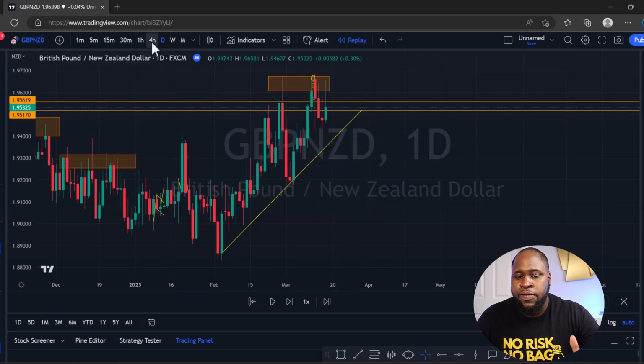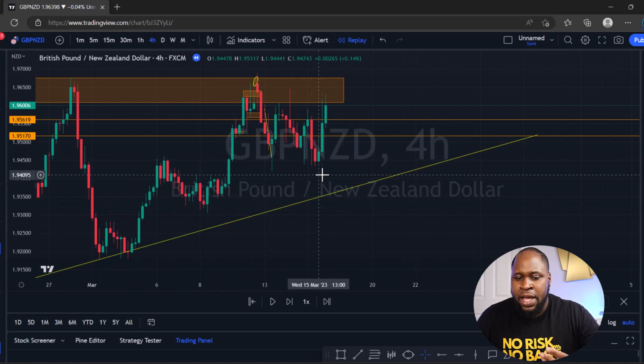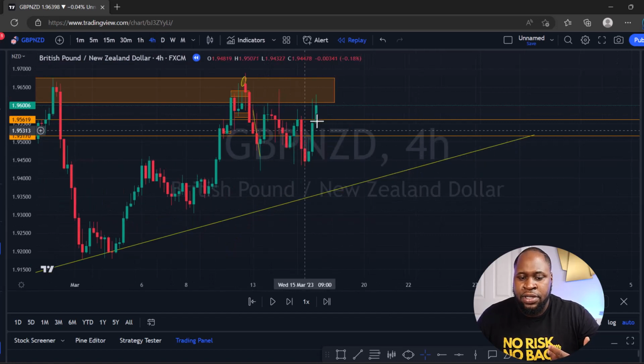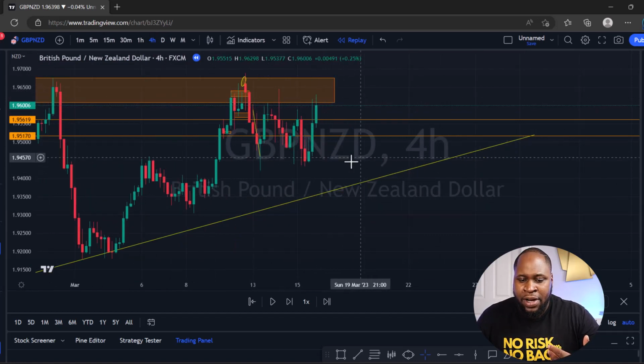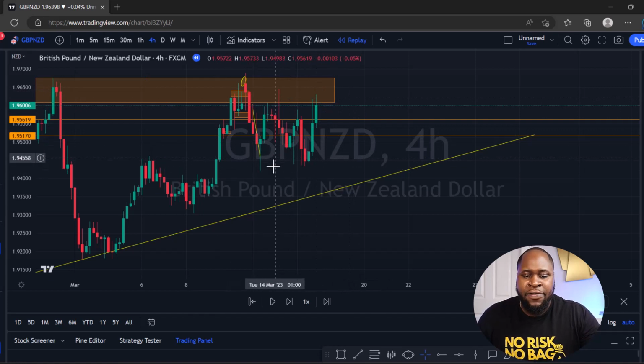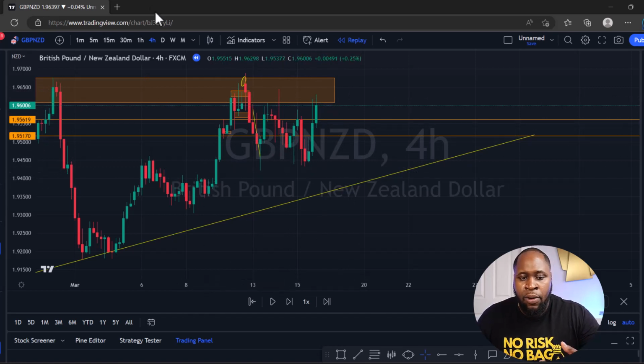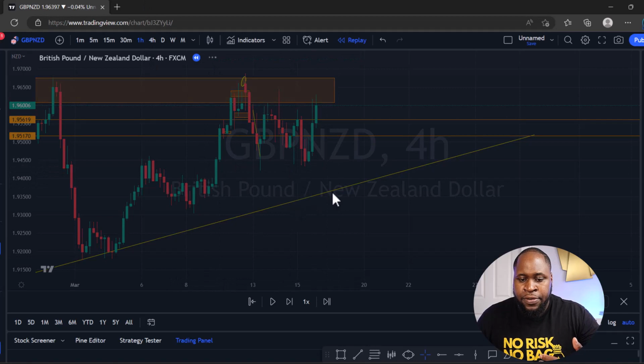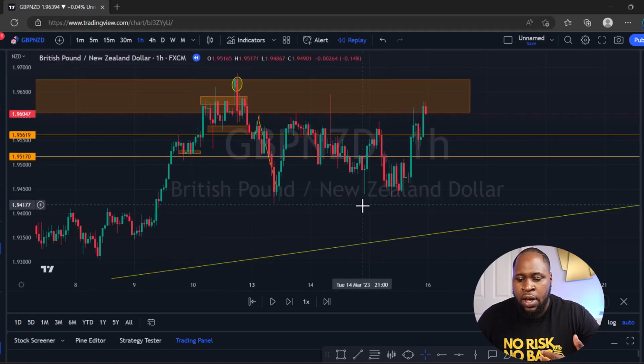As I break this down to the 4 hour, still kind of the same thing, right? We got to this area of resistance over here. We see that price came down here, maybe a couple of wicks, but not enough information just yet. However, when we go down to the 1 hour, this is when we're starting to see more information.